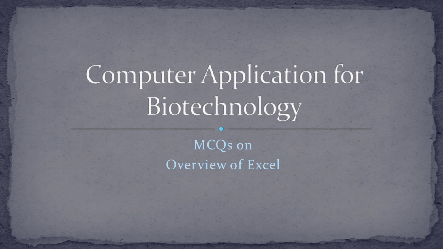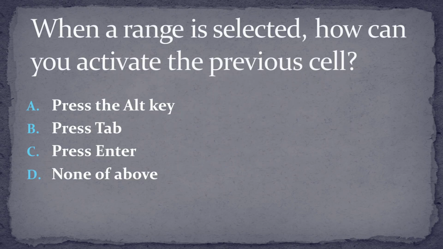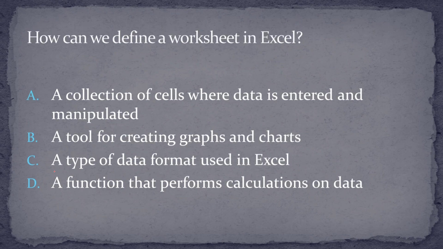So let's start. When a range is selected, how can you activate the previous cell? Can you answer that? Yes. So it is what? It is actually neither using these options. Here the answer is none of the above. So try to answer and pause your video, then resume the video. So let's move on to our next question.